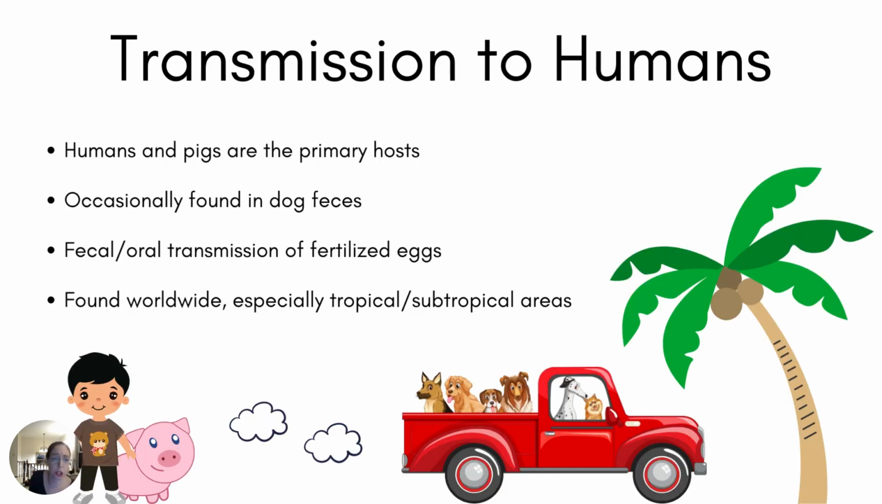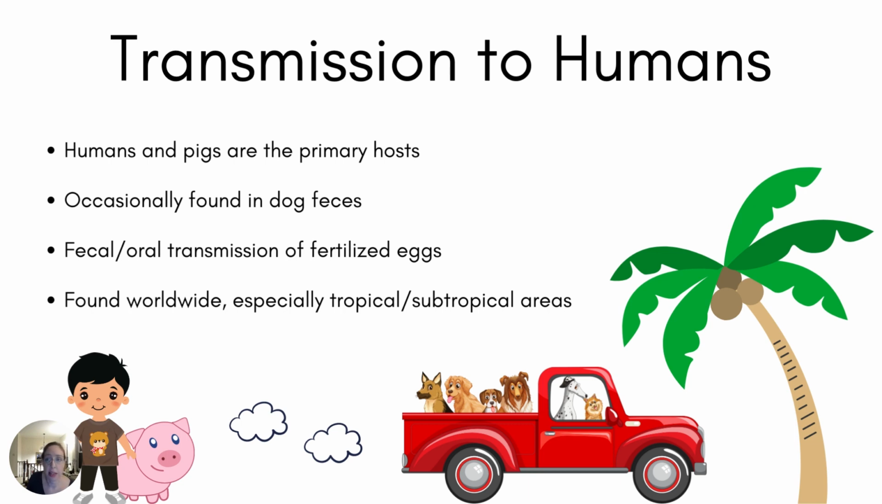All right, so the transmission to humans. Humans and pigs are the primary hosts of the Ascaris. And there are eggs that are occasionally found in dog feces, but they don't believe that dogs are actually infected by the worms. They don't actually take up residence in the dogs. It's just a spurious presentation. And so the eggs and the worms are transmitted through the fecal-oral route. It's the fertilized eggs that must be ingested.